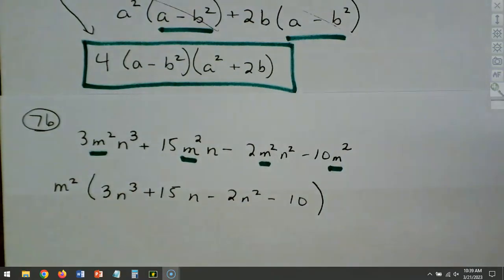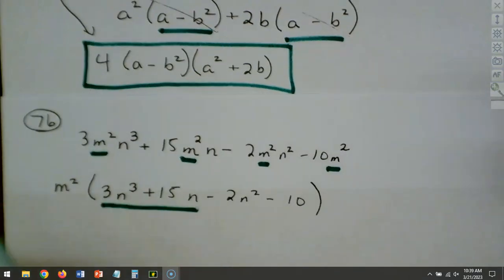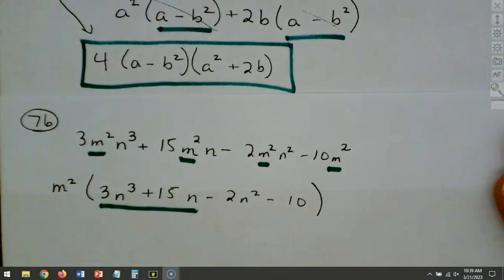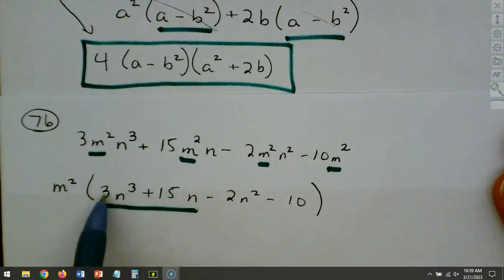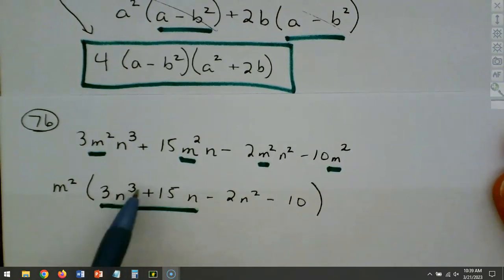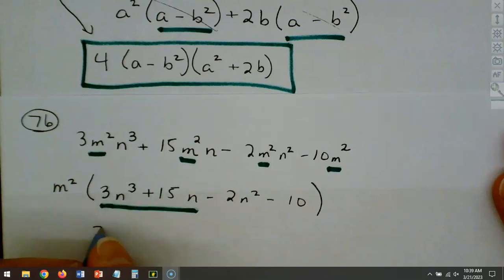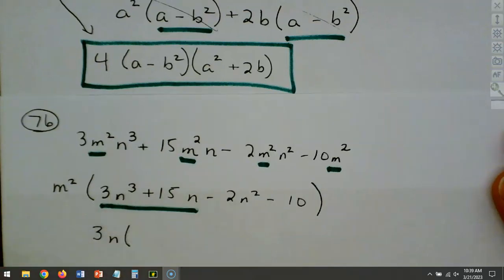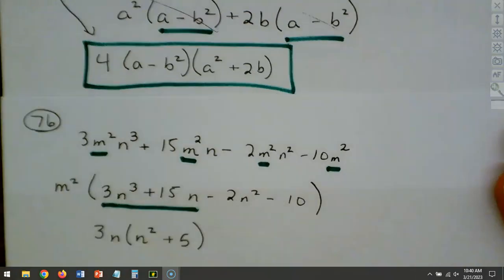Now we should know what to do. Let's factor. When I look at these two grouped together here, 3 and a 15, they have a 3 in common. N cubed and an n. We'll take out a single n. And that's then going to leave you with, factoring that 3 out, an n squared. And 15 divided by 3 leaves you with a 5, and the n goes away.